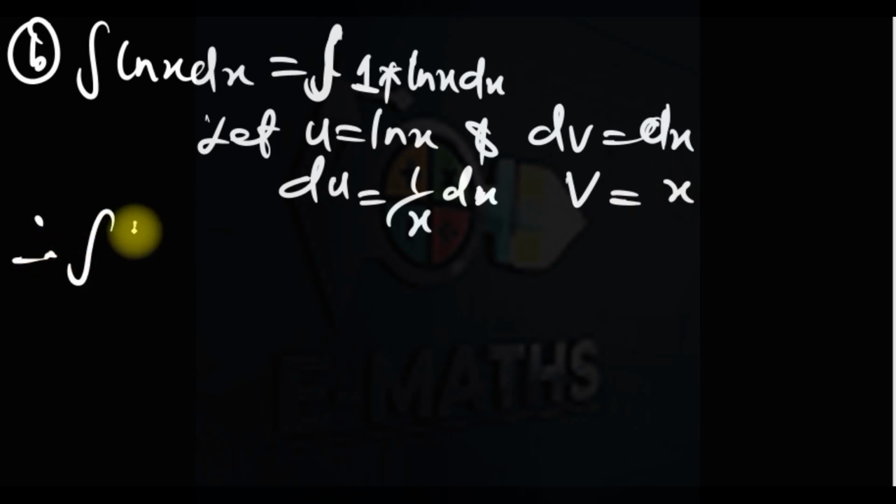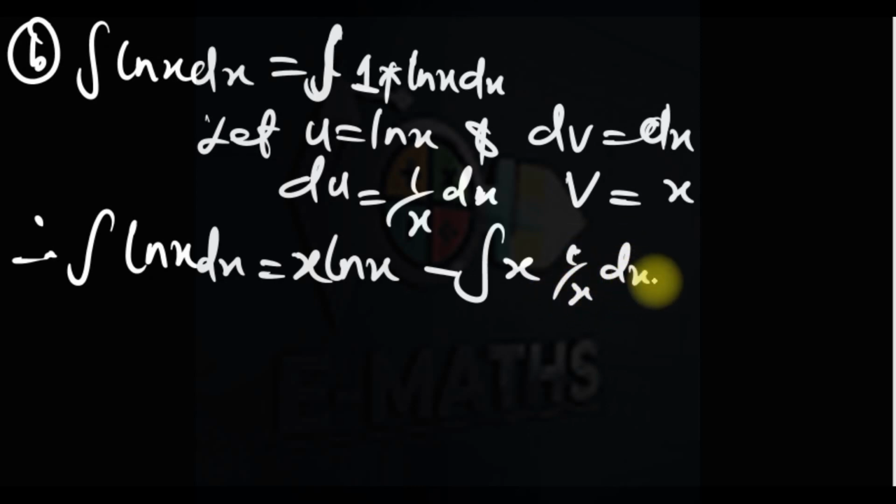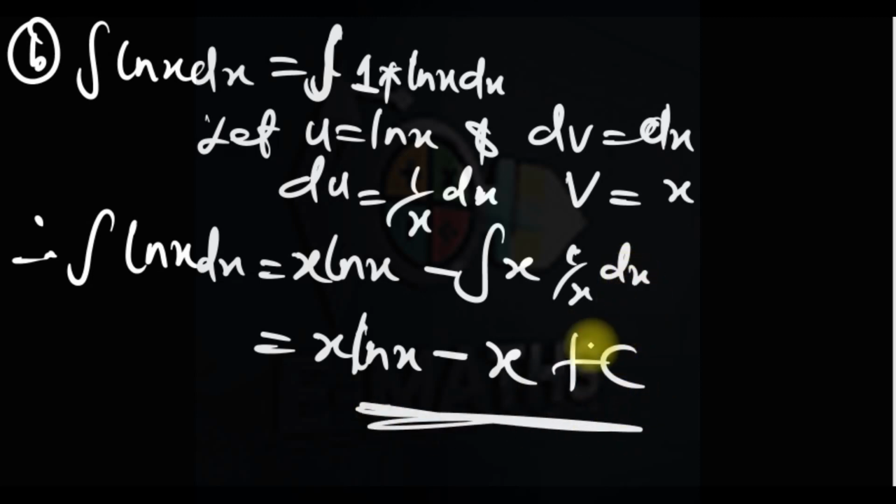Therefore, we are asked to integrate ln x dx, which is equal to, I'm using my formula, integral of u dv is now equal to uv minus integral of v du. So our u is ln x, our v is x, so you have x ln x minus integral of v, which is x, times du, and v du is x times 1 over x, which is the same as x ln x minus the integral of 1 dx, which is x, plus c. So that's it.